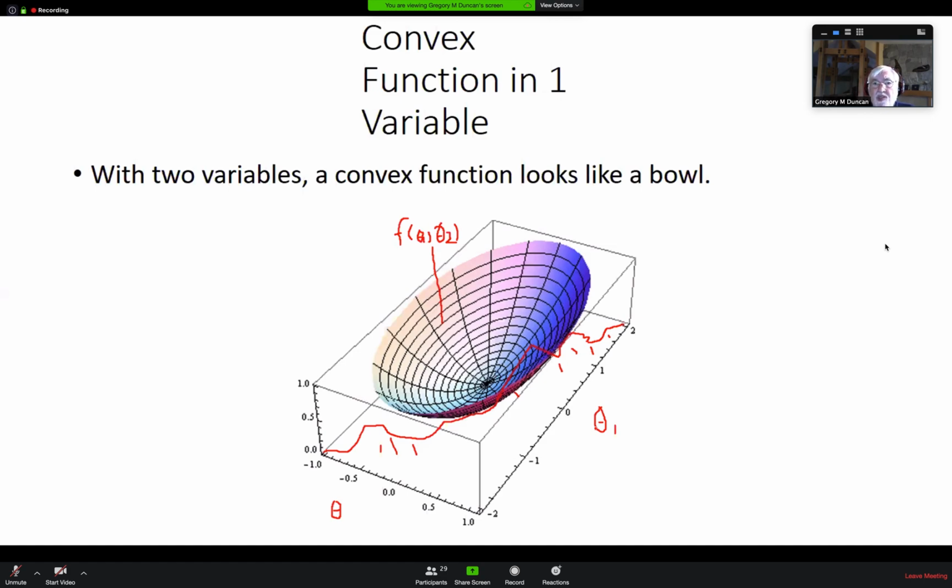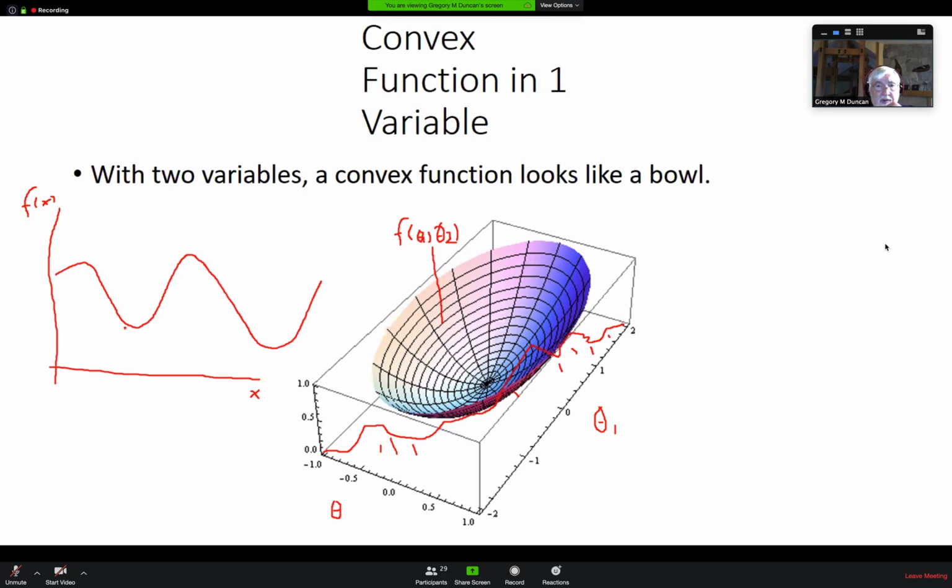The bigger problem is usually the non-convexity of the function itself. So here's the problem with a non-convex function. Just draw this over here. So let's let this be x. Let's let this be f of x. And here is a non-convex function, okay?